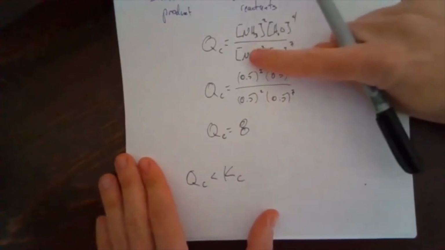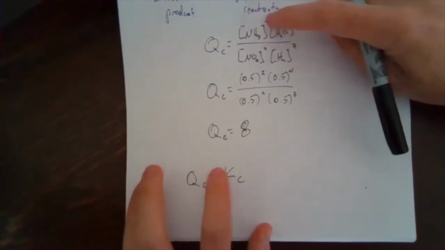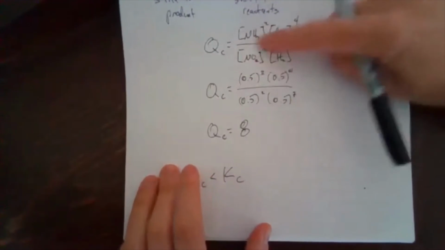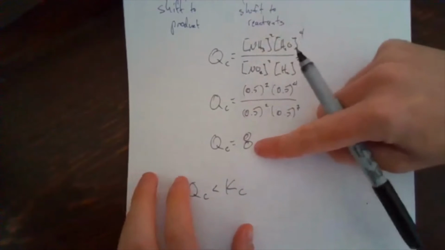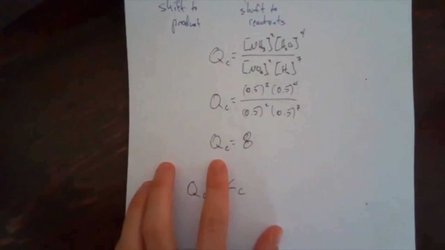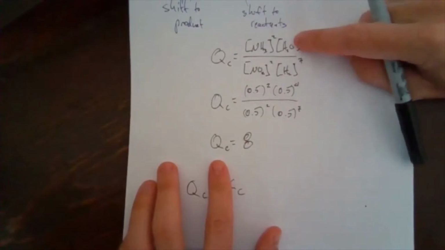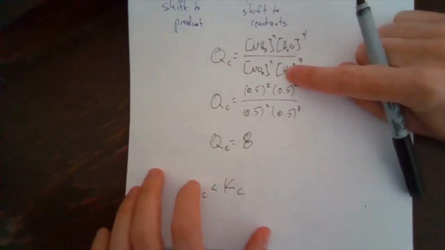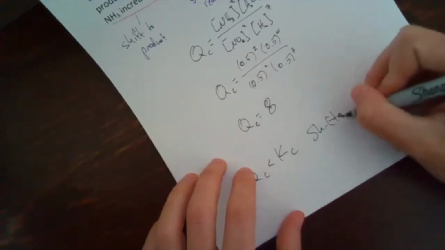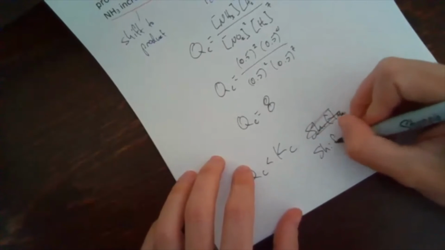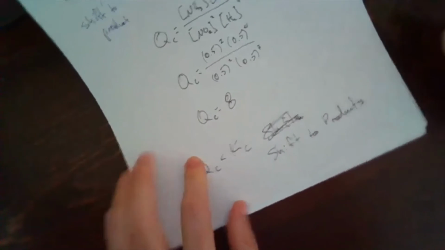And what that means, if we look at this, QC is a fraction. And what we're saying is that this number is too small. At equilibrium, these concentrations would combine to give you a value of 623. Currently, you're at 8. This means as you go to equilibrium, these concentrations will change such that the top of the fraction increases in value and the bottom of the fraction decreases in value. That means this would be a shift to products.